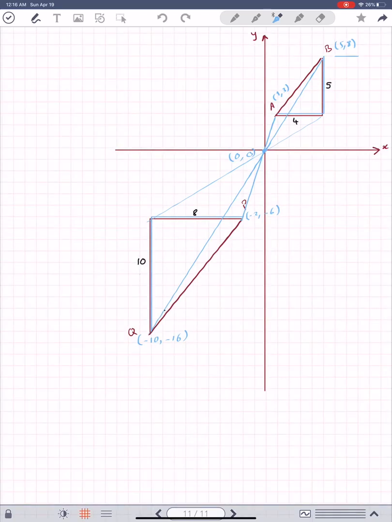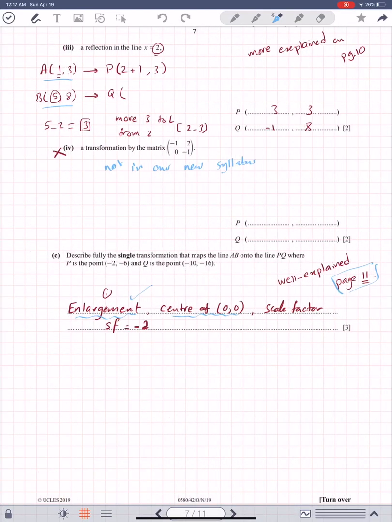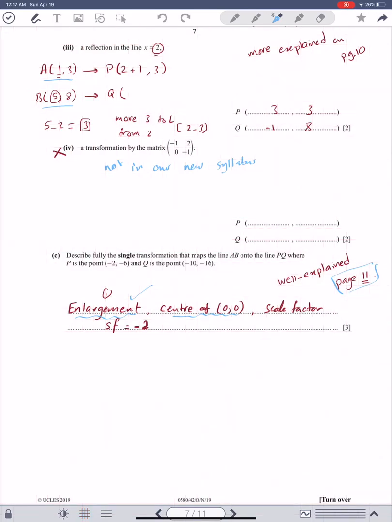This is A, this is P. By a ruler, match between each 2 corresponding points. All of the lines will be intersecting in the origin. So the center or the point of enlargement is the origin, and the scale factor is -2. Since the shape is flipped, we flip the shape.